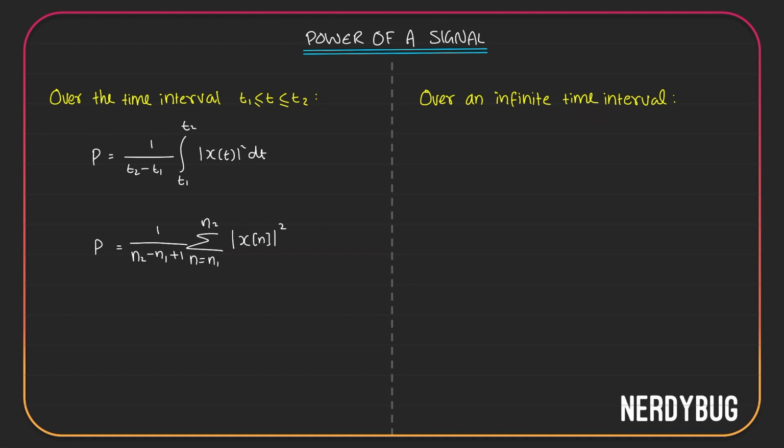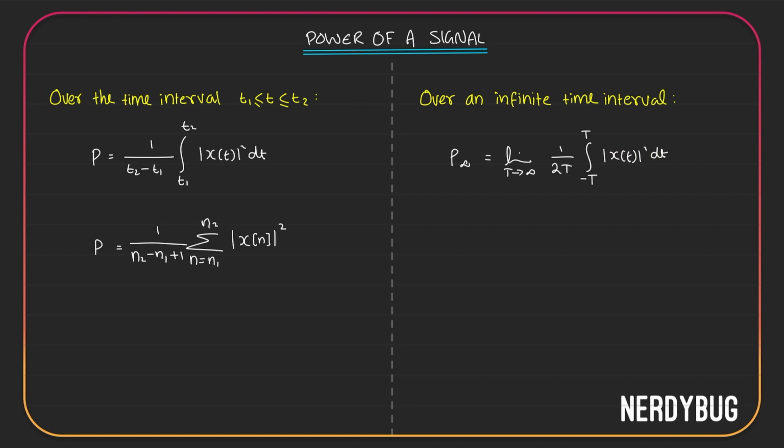The only difference that is going to happen is t2 to t1, or n2 to n1, will be minus infinity to infinity. So for a continuous time signal, I can write limit t tends to infinity 1 by 2t integral from minus t to t mod x of t whole square dt.